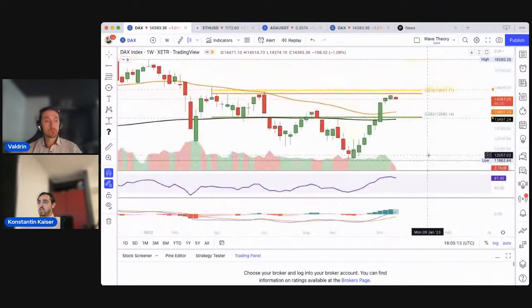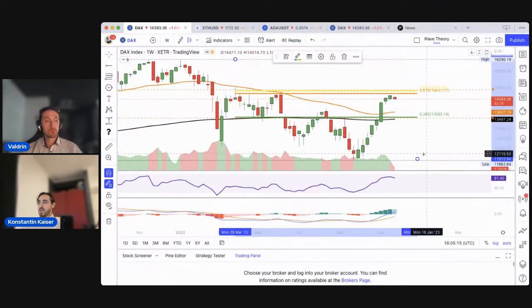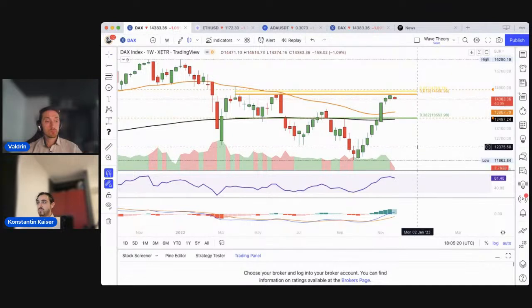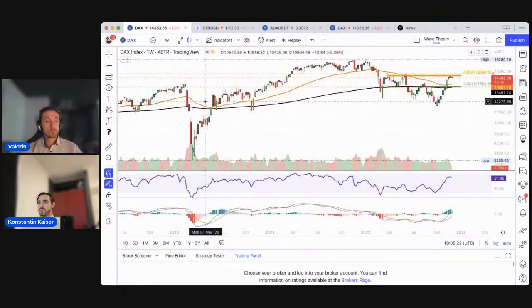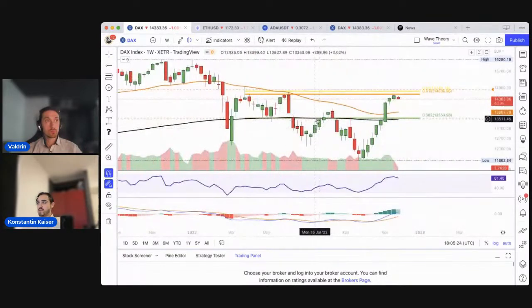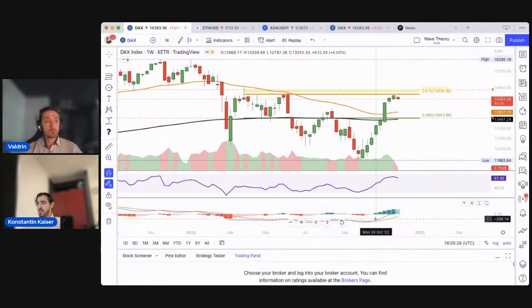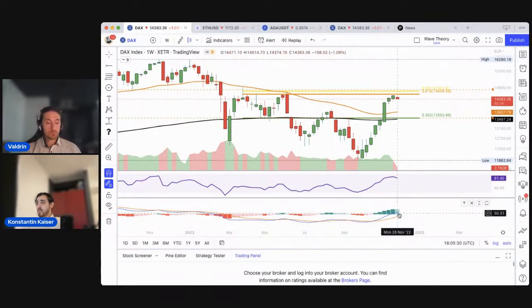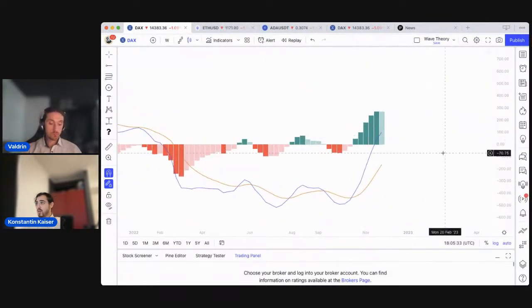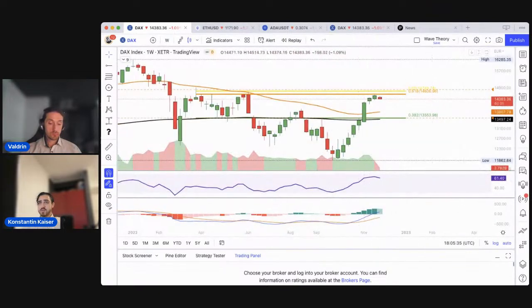If we check the weekly chart, it looks like there is some bearish rejection for now at the golden ratio resistance. But the EMAs are still bullishly crossed. There was no death cross. MACD lines are also bullishly crossed. The weekly histogram is ticking bearishly lower, so this might be an indication for a correction wave here.